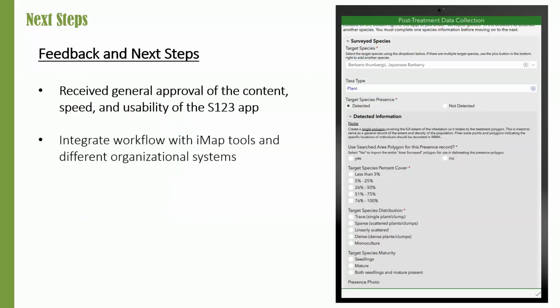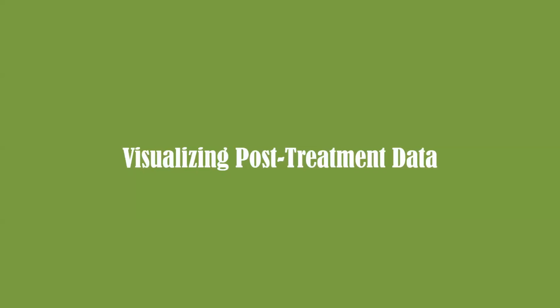The feedback and the next steps are fairly simple at this point. Basically, the goal was to refine the data collection process, not necessarily collect data for this year. Generally, we received approval from the users on the content, the speed, and the usability. Our next steps are really just to integrate this workflow with existing IMAP tools and the different folks who end up using it. So cool, that was the standardizing data collection section.